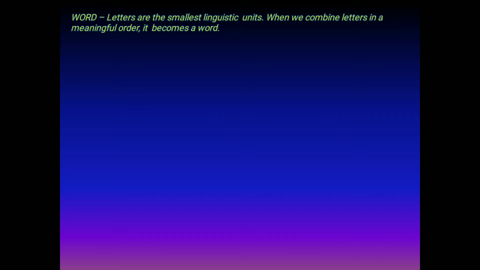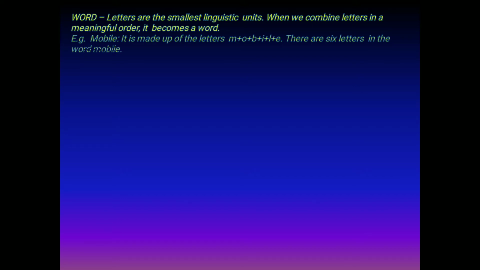A word refers to a speech sound or a mixture of two or more speech sounds in both written and verbal form of language. A word works as a symbol to represent or refer to something or someone in language to communicate a specific meaning. For example, mobile. It is made up of the letters M, O, B, I, L, E. These are the 6 letters in the word mobile. Okay.